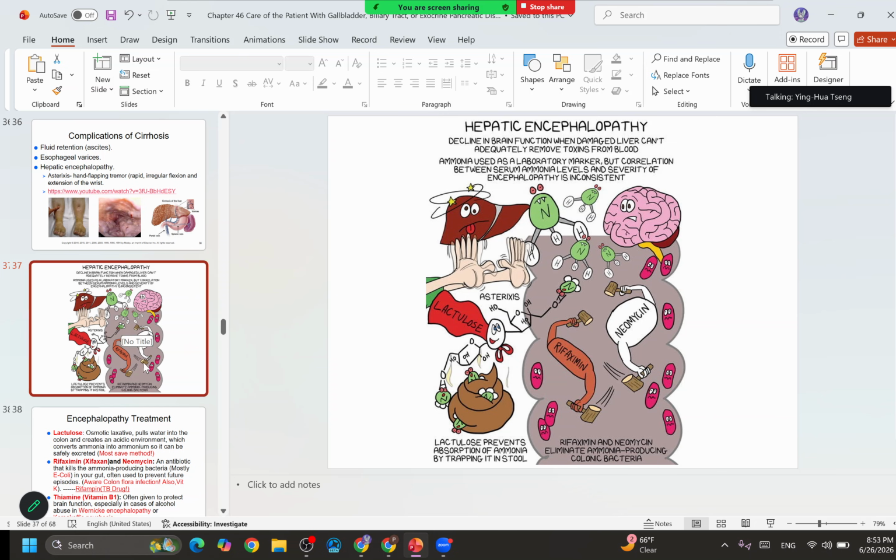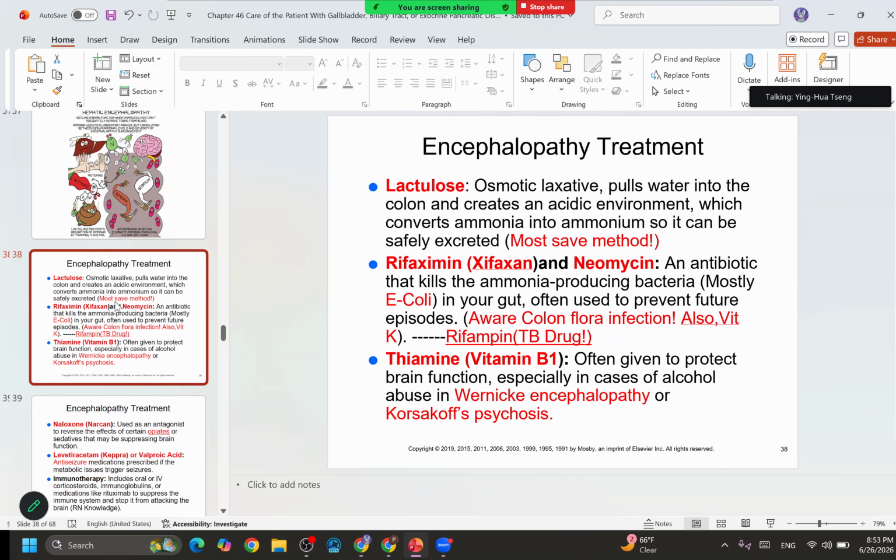Anyway, let's see the next slide. That's why you have to know: lactose is the safest method. We give the lactose, and the patient just has diarrhea. Sometimes the electrolytes are a little bit low, but they can be replaced. No problem at all. Let's see the antibiotics: rifaximin and neomycin. They kill the bacteria, most likely E. coli, in your colon, which prevents the conversion of ammonia in your colon.